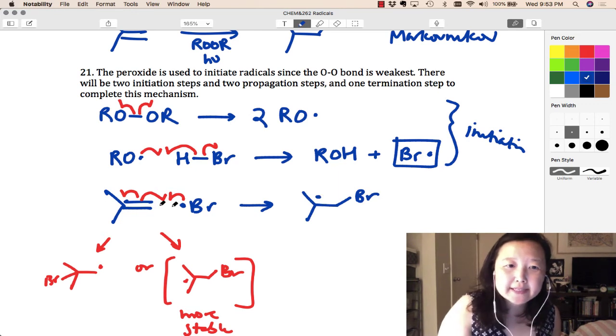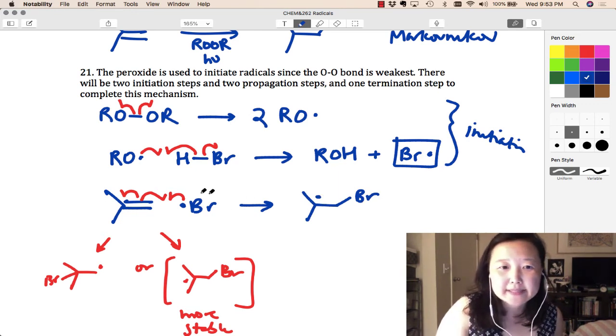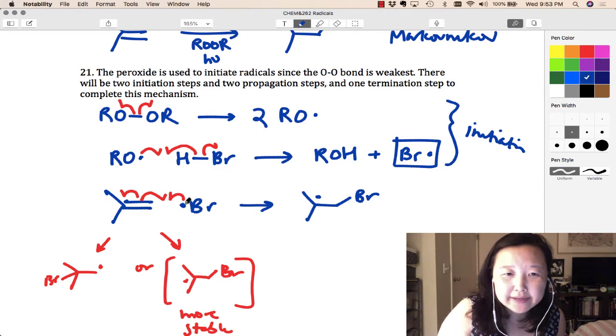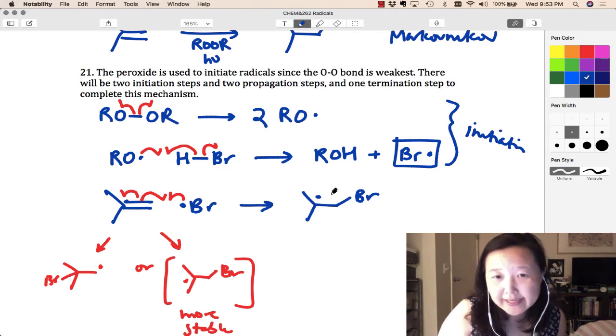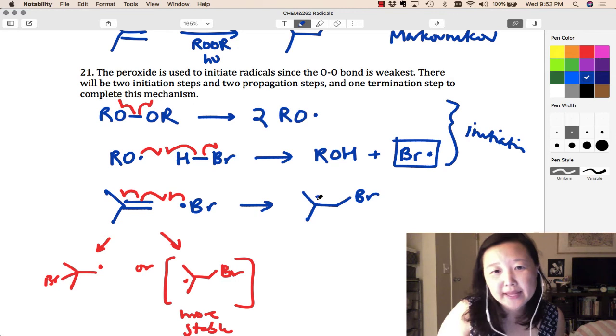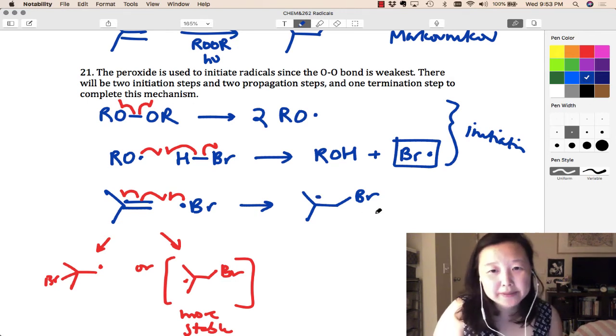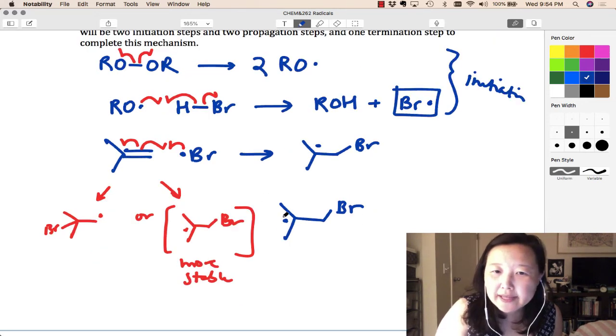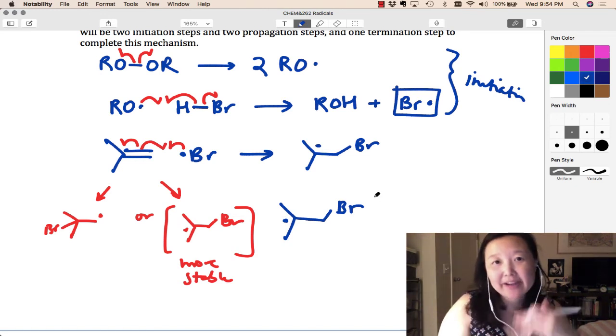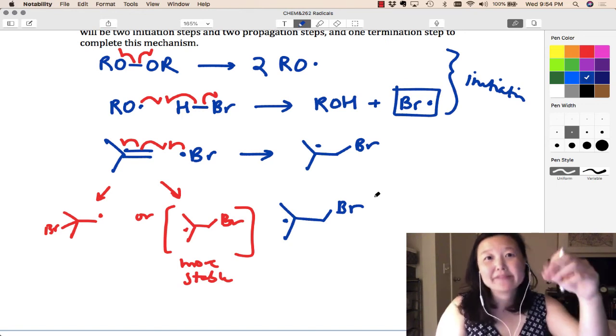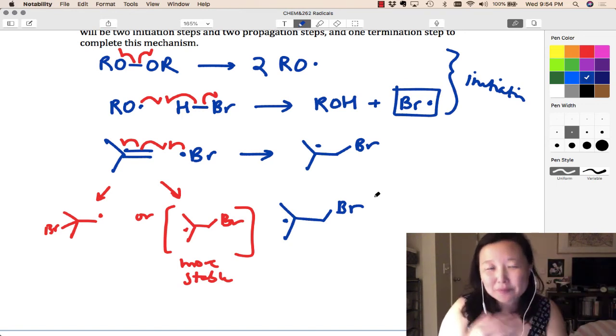Okay, now this is technically called propagation because I start with a radical reacting with my starting material, and I get a radical out of it. So this is going to be propagation, and then this will react further, and I'll get another radical. So let's see how we do that. Once I make this radical, I want to think about how can I make more radicals, okay? And then remember, propagation is where you keep it going, like a chain reaction. I make something that can then go back and react again and make more stuff.